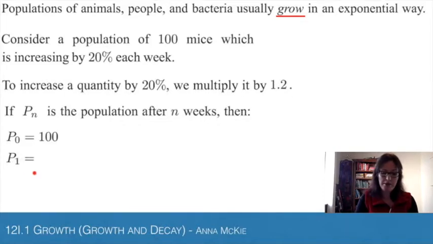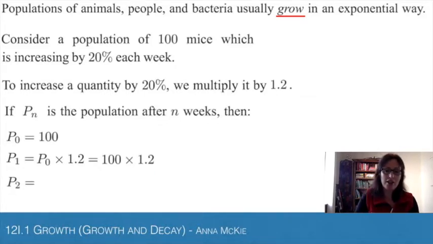P1, what would that be? So 1 week has passed. We had 100 to start with, and we're going to multiply that by 1.2 to take into account an increase of 20%. So you think of that 100 multiplied by 1.2. For our second week, so that actually doesn't matter what the answer is, we're just trying to construct the formula for it. Second week, so you take how many mice you had at the end of week 1, and you're going to multiply that again by 1.2, increase it by 20%.